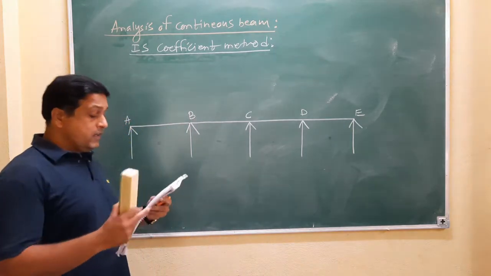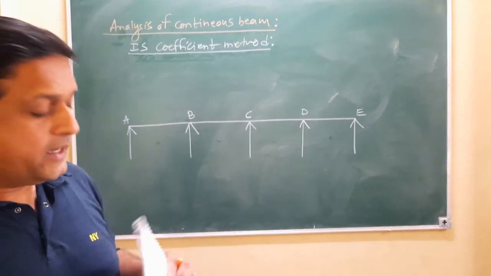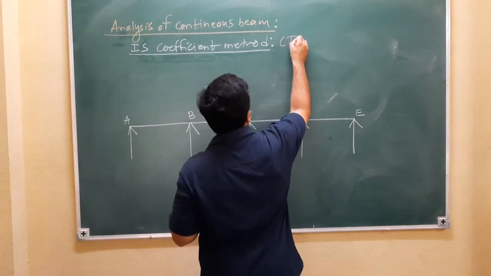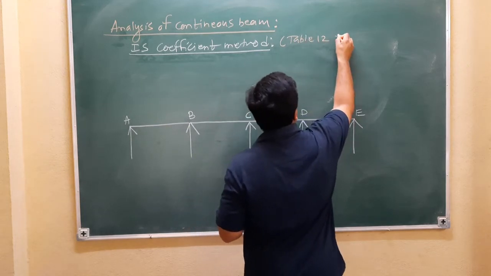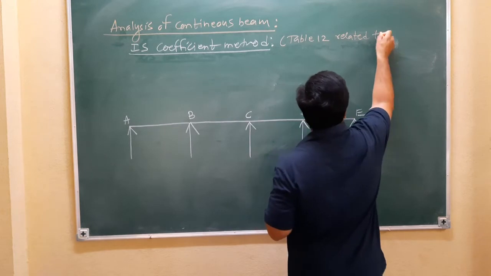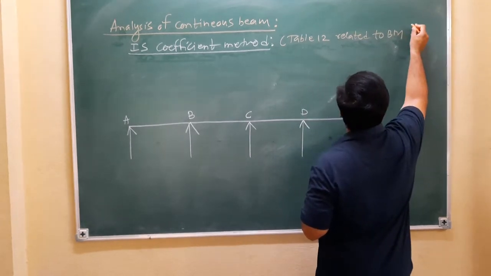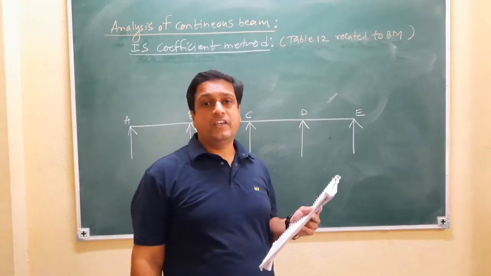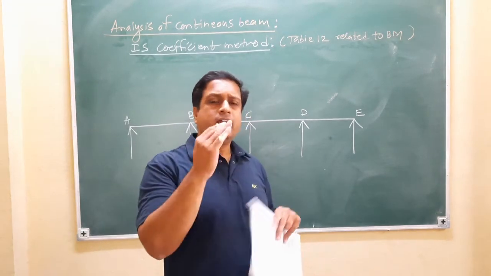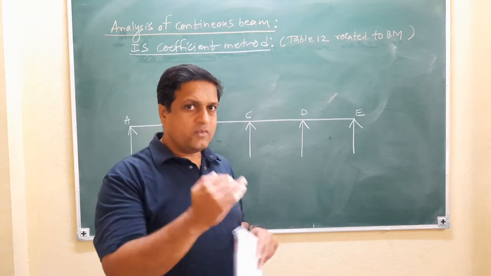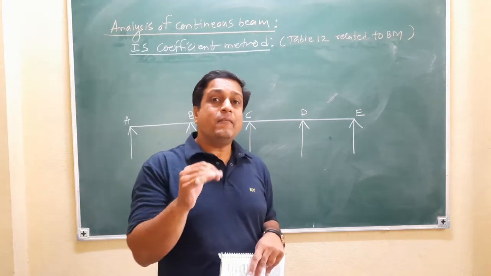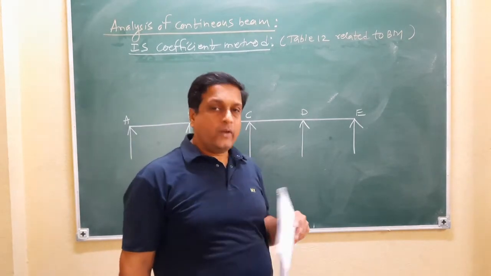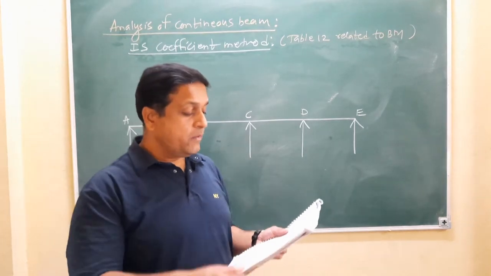So Table 12 is related to bending moment coefficients. Directly the bending moment coefficients are given, and that coefficient you have to multiply by W into L, where W is the load and L is the length. That means you have to multiply by WL square, as per the note given below Table 12.